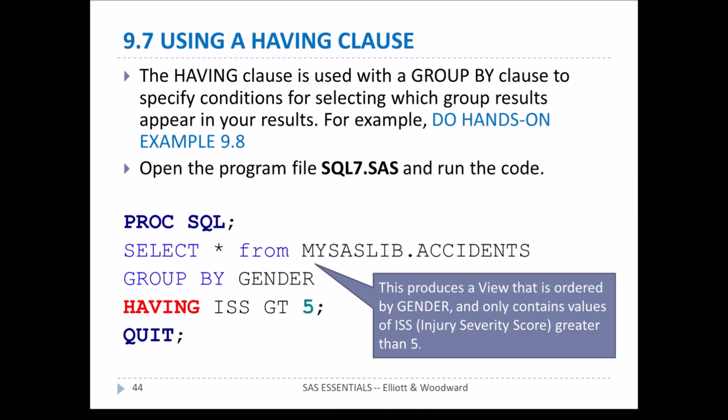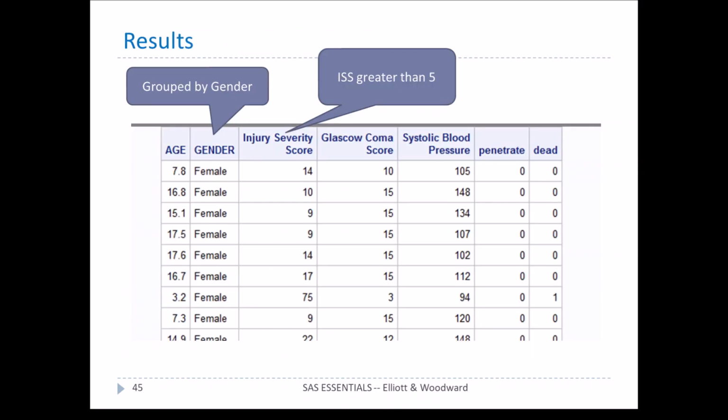This is a real data set of accidents. And when the paramedics come, they assess the person. They give them an ISS score, which is an injury severity score. If it's greater than 5, that means that they've had a fairly serious injury. So we want to display only those people in this listing that have fairly serious injuries.